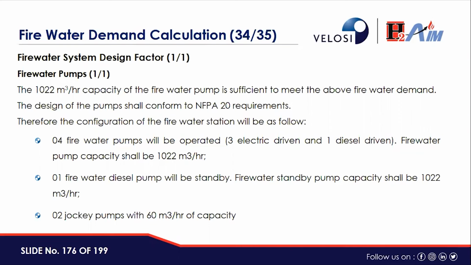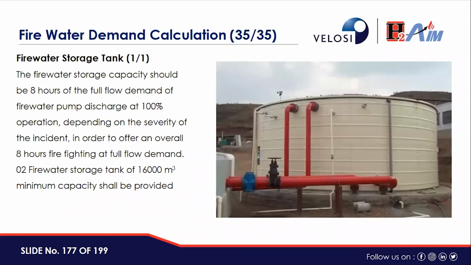2 jockey pumps with 60 cubic meter per hour of capacity are required. The fire water storage capacity should be 8 hours of the full flow demand of the fire water pump discharge at 100% operation, or depending on the severity of the incident. In order to offer an overall 8 hours firefighting at full flow demand, 2 fire water storage tanks of 1600 cubic meter maximum capacity shall be provided.